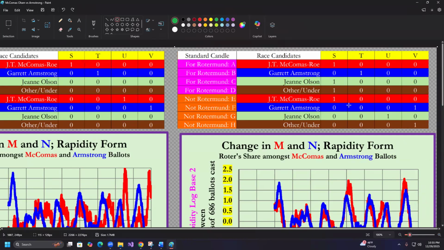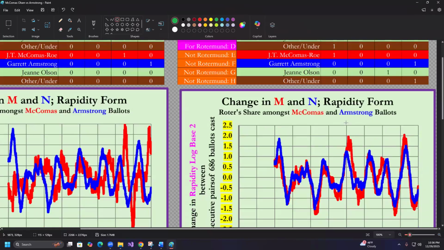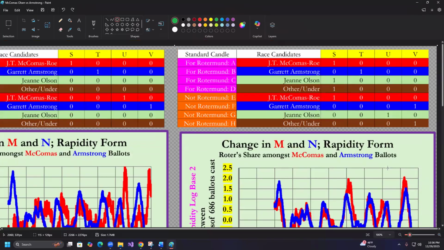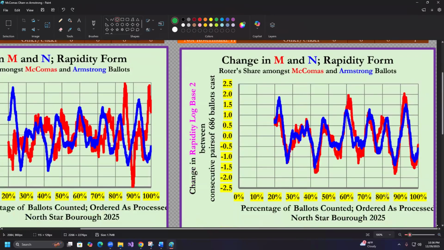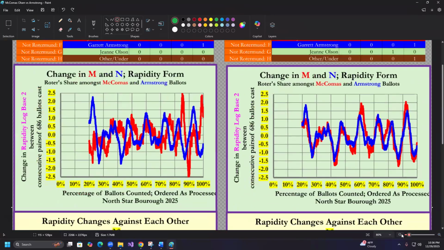So now it's Roterman versus not Roterman. How many not Armstrong voters preferred Roterman versus Allegory Smith? Well, that's the red line. How many Armstrong voters preferred Roterman versus Allegory Smith? Well, that's the blue line. So over here, if we treat McComas and Olson like a super candidate, one person, we're back to lockstep parallel motion.